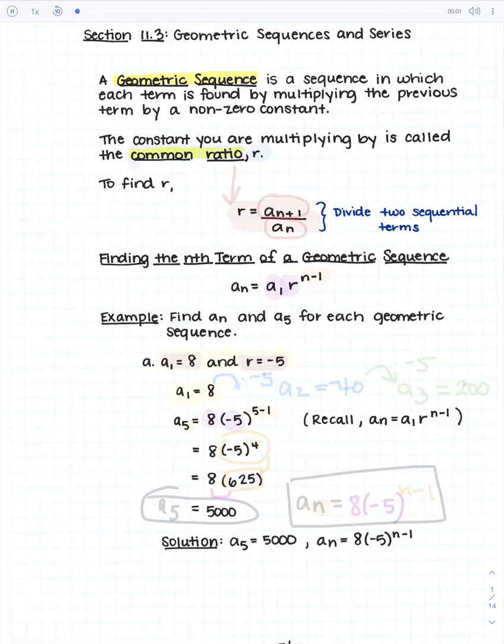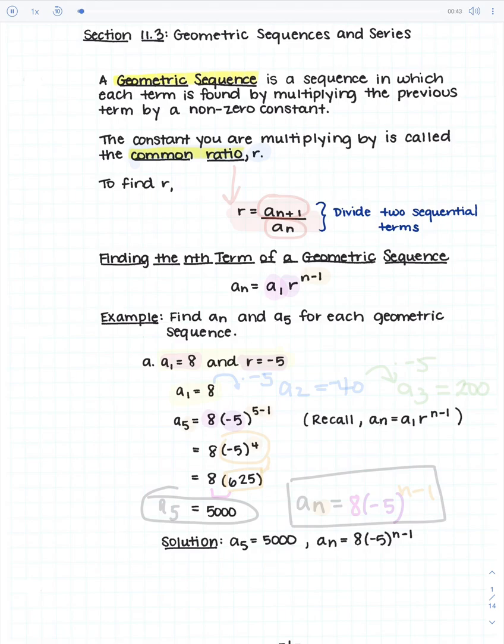In section 11.3, we're going to look at geometric sequences and series. Earlier in chapter 11, we looked at arithmetic sequences and series. Arithmetic sequences were made by adding a number continually. So you'd have this common difference D that continually got added to your sequence to get the next value in your sequence. Well, the geometric sequence is going to be similar, but instead of adding something each time, we're going to be multiplying something each time.